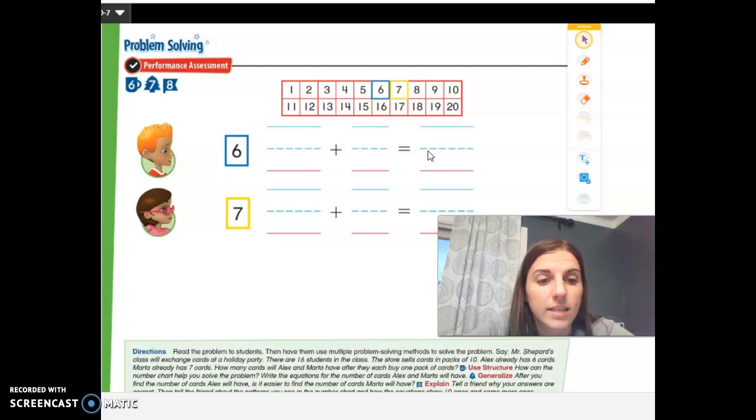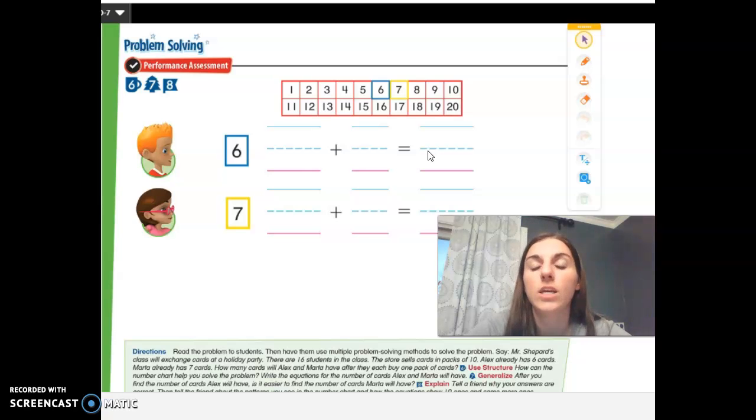Mr. Shepherd's class will exchange cards at a holiday party. There are 16 students in the class. The store sells cards in packs of 10. Alex already has 6 cards. Marta already has 7 cards. How many cards will Alex and Marta have after they each buy 1 pack of cards?